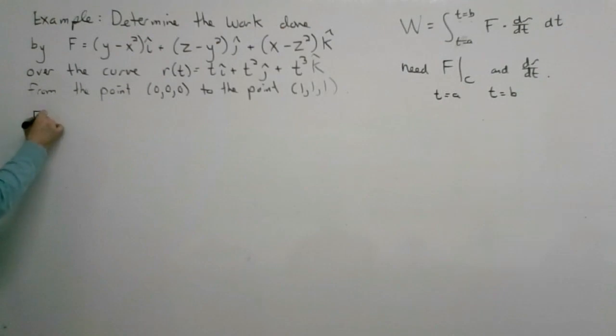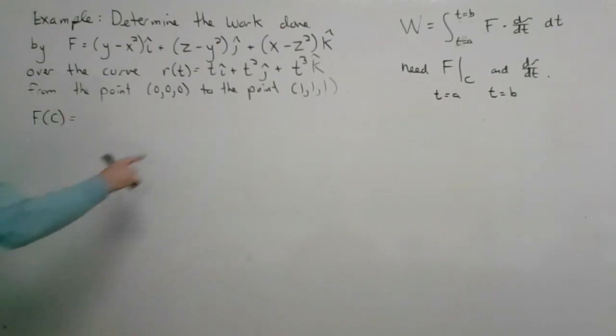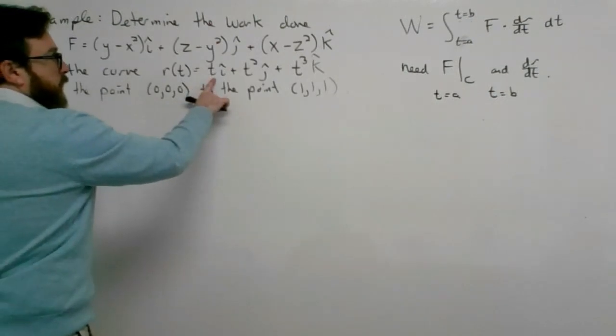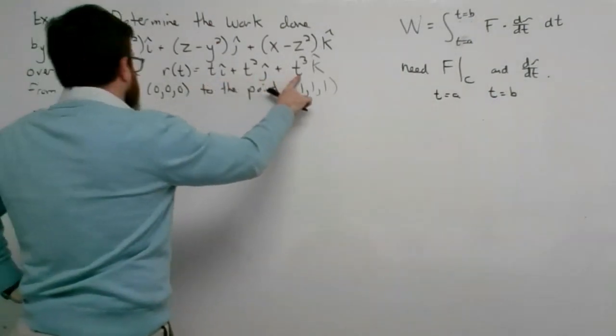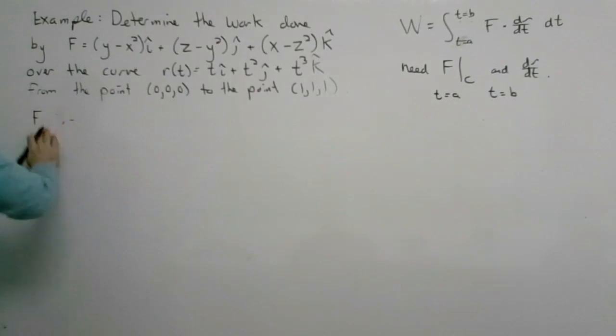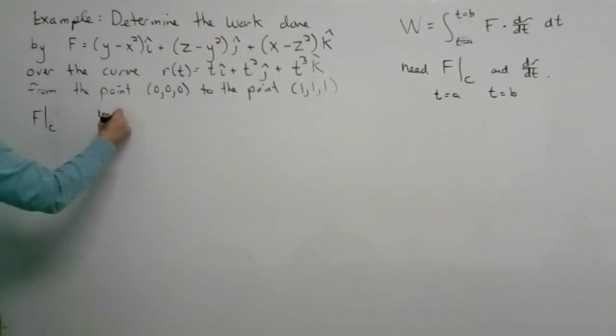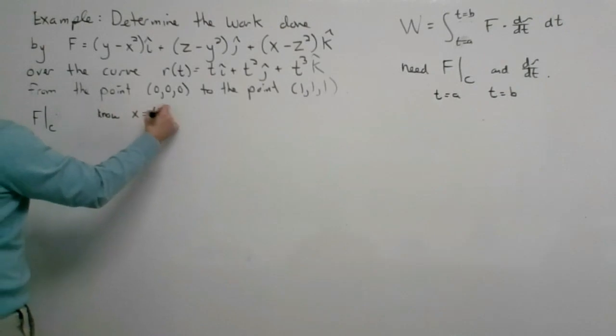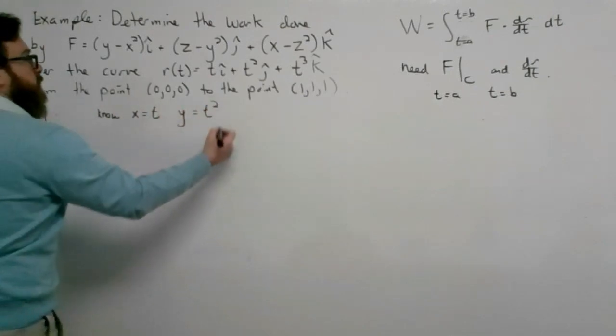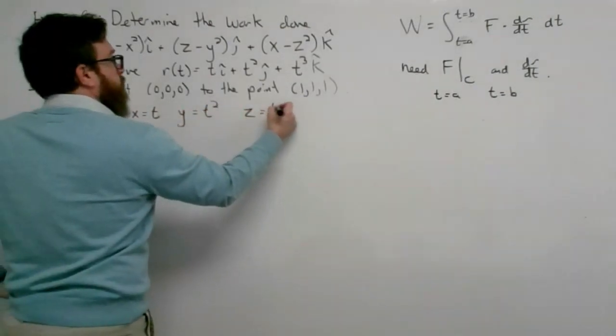So F evaluated at the curve is going to be equal to, note that this is your x coordinate, this is your y coordinate, this is your z coordinate. If I want F evaluated at C, we know that x is going to be t, y is going to be equal to t squared, and z is going to be equal to t cubed.